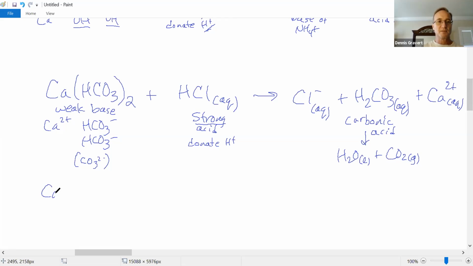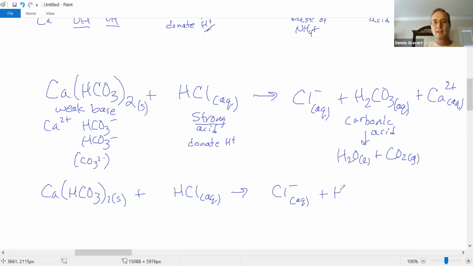So more space, please. Let's rewrite what we got so far. We got calcium bicarbonate, maybe we start as a solid. And we add HCl, and we're already thinking probably 2 hydrochloric acid molecules because we have 2 bases hiding in there. And chloride ions, and water, and carbon dioxide, and calcium. Okay, and then let's balance this.